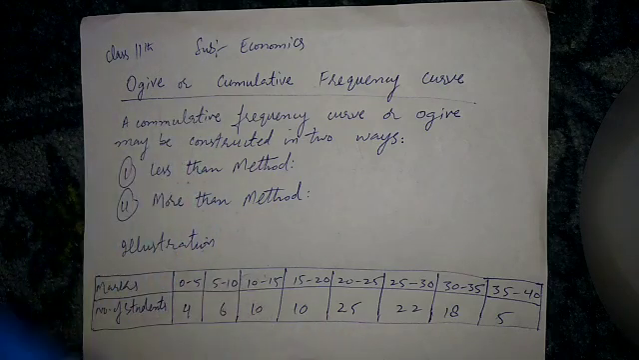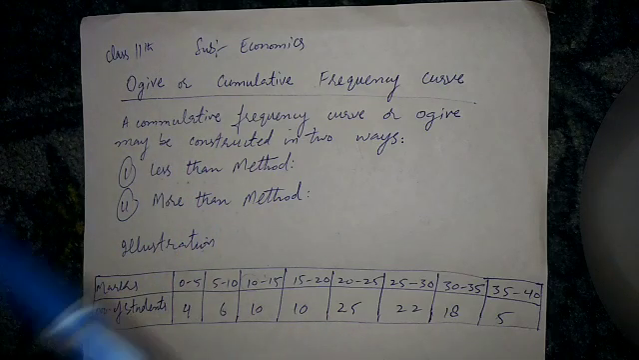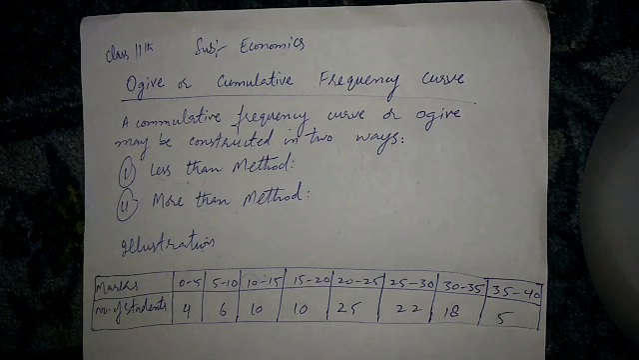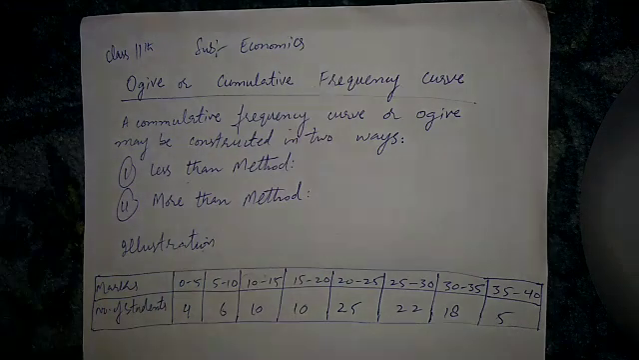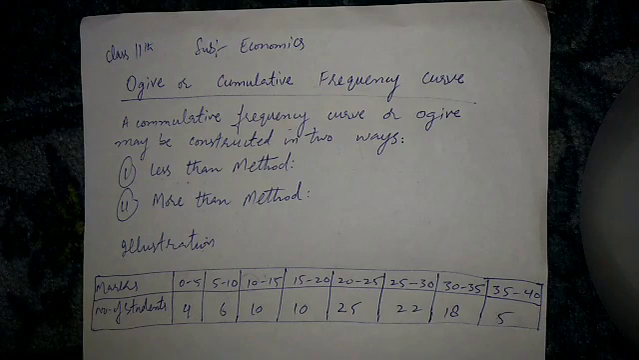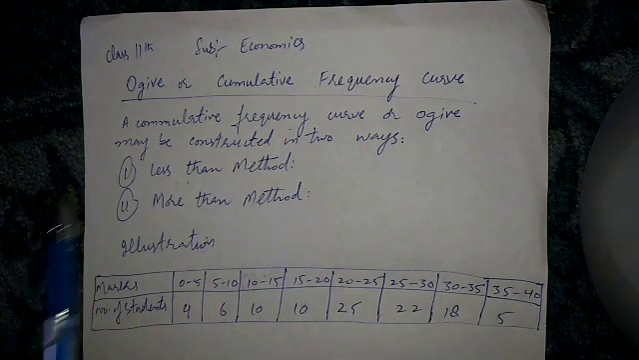See, Ogive or cumulative frequency curve is the curve which is constructed by plotting cumulative frequency data on the graph paper in the form of a smooth curve. A cumulative frequency curve or Ogive may be constructed in two ways. Number one, less than method. Number two, more than method.